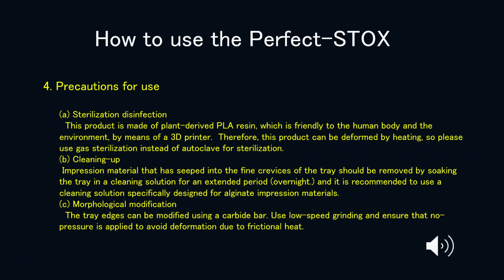4. Precautions for use. A. Sterilization disinfection. This product is made of plant-derived PLA resin, which is friendly to the human body and the environment, by means of a 3D printer. Therefore, this product can be deformed by heating. So please use gas sterilization instead of autoclave for sterilization.